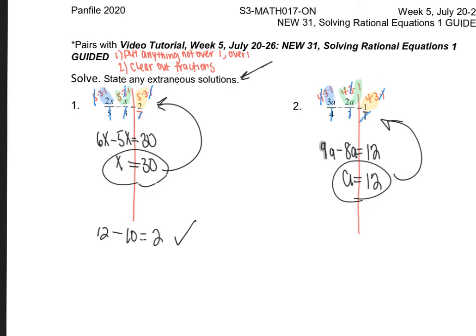Plug it back in. So that's 36 divided by 4, that's 9, minus 24 divided by 3, that's 8. 9 minus 8 equals 1. Check.